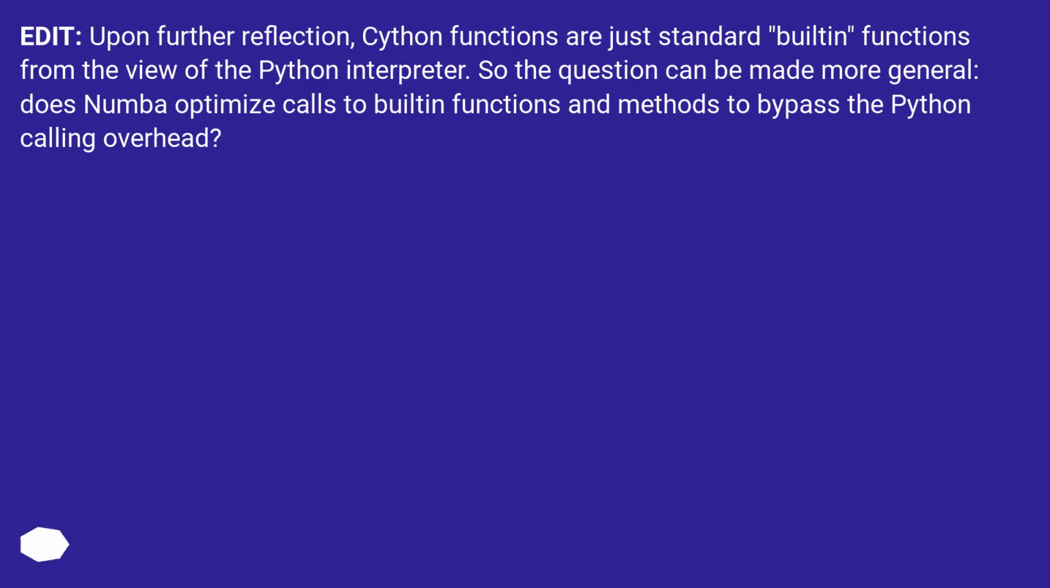Edit. Upon further reflection, Cython functions are just standard built-in functions from the view of the Python interpreter. So the question can be made more general. Does Numba optimize calls to built-in functions and methods to bypass the Python calling overhead?